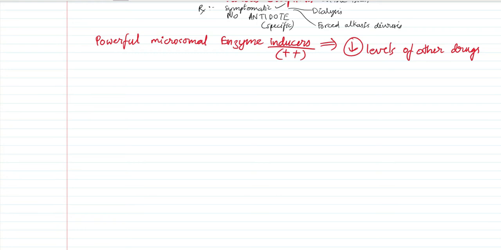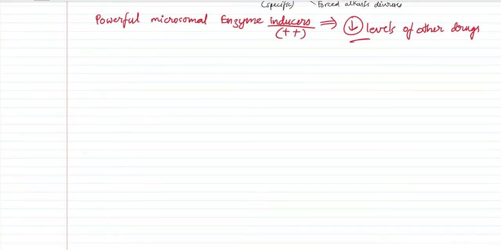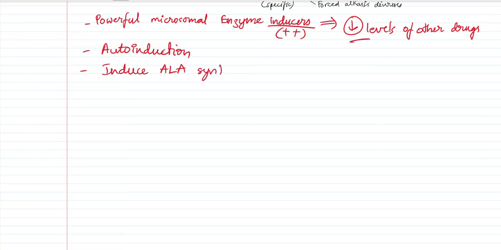It also has the property of autoinduction, which means it can induce its own metabolism and reduce its level in the blood. It also induces the enzyme ALA synthetase, and therefore it is contraindicated in acute intermittent porphyria.